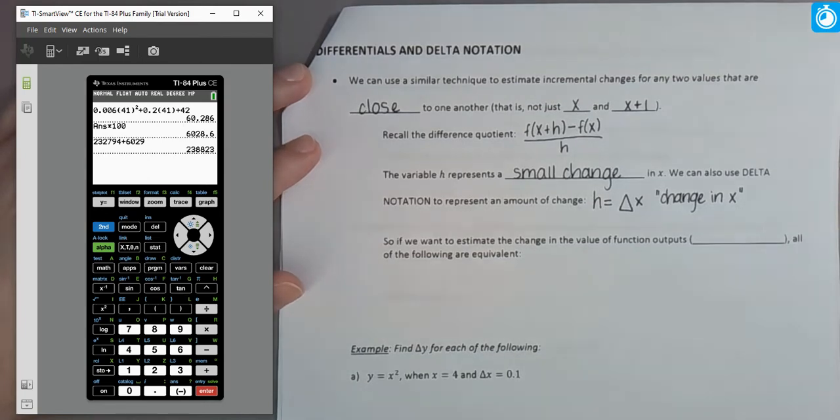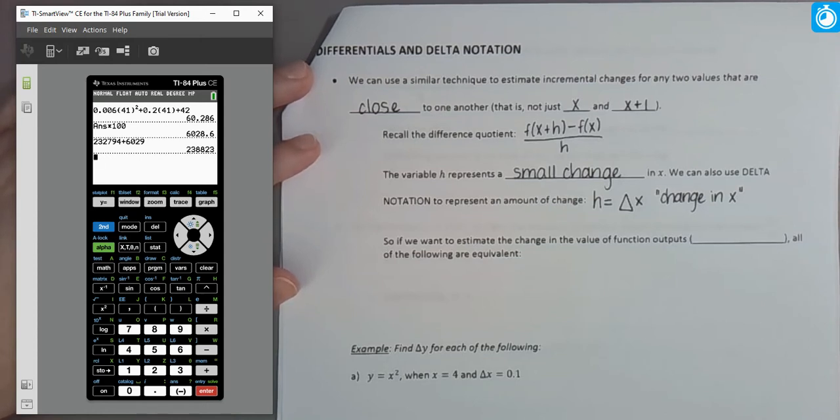So what we're going to focus on using this amount of change is estimating the change in the values of function outputs. Think of it kind of like the cost at one value and the cost at another value. How do we compare them? Well, if we're just looking at 40 and 41 units, the marginal cost is going to help us.